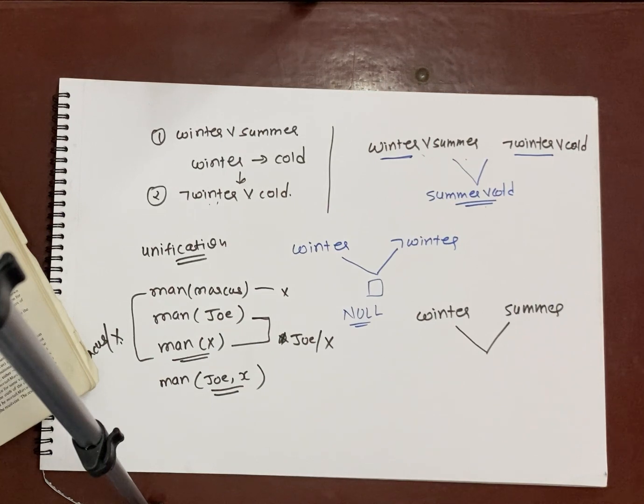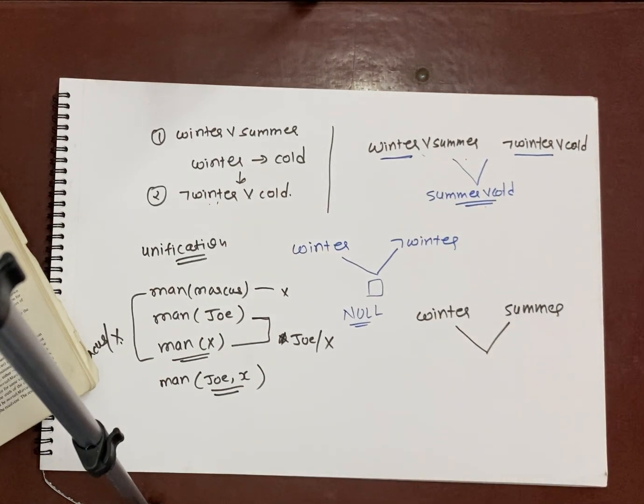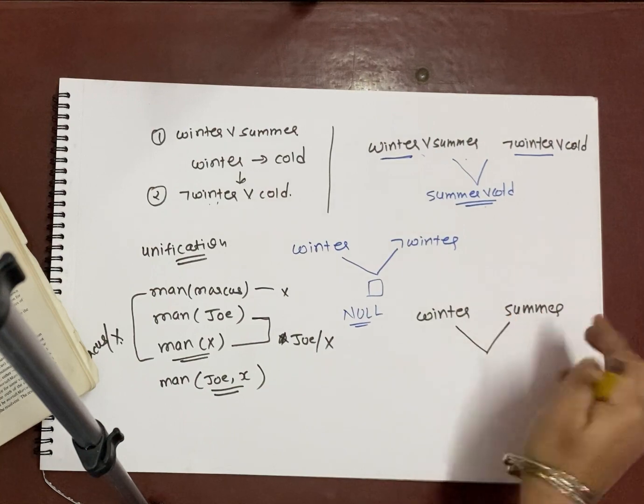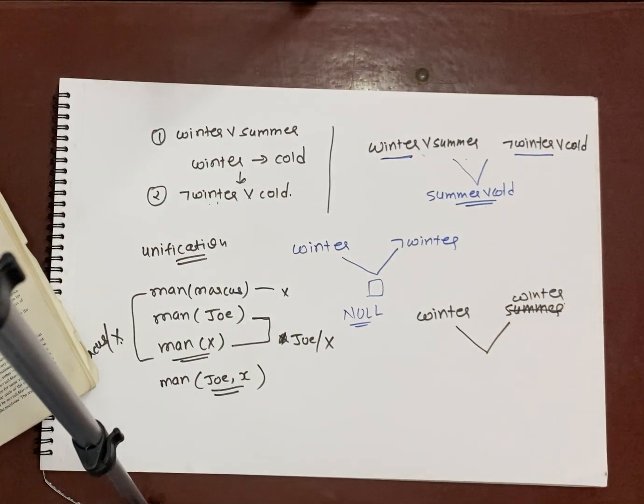It has no argument available. Both are constants. Both are atoms only. Can you unify them? No. Why? Because both are different. Winter cannot be unified with summer. So if you have two atoms, both should be exactly same. So it should be over here winter only. Okay.